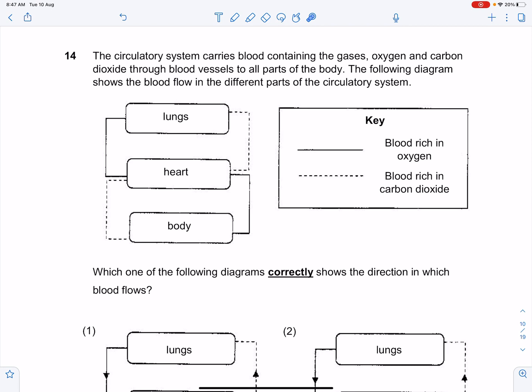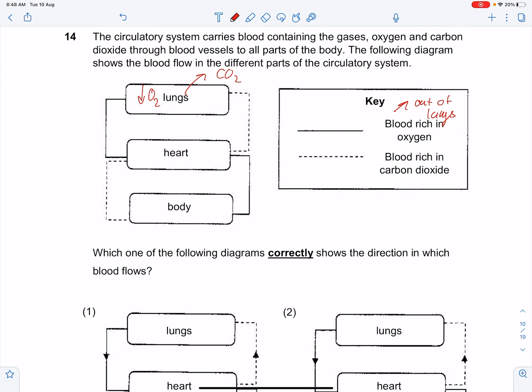So as a rule of thumb, blood that's rich in oxygen will definitely be one that is coming out of your lungs, because gaseous exchange has just happened there, whereby your lungs will actually take in oxygen and give out carbon dioxide. So therefore, this is rich in oxygen. And after it gets resupplied with oxygen, it will then go into your heart, and from there on, your oxygenated blood will exit the heart and go to all parts of your body.